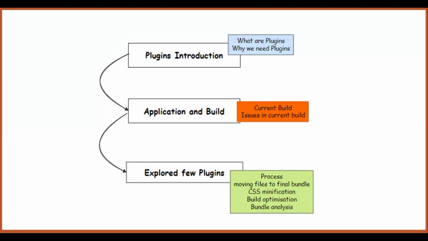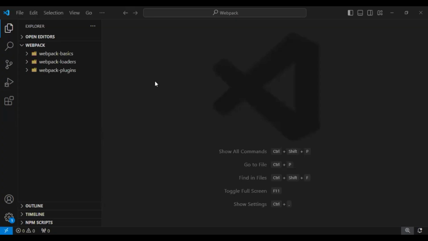For that, first we will explain the application we are working on in short. We will understand our current build and then we will work on the actual implementation. So let's move to VS Code and understand our application in short. In VS Code, I created one new folder, that is Webpack plugins, and just copied the code from our previous application, that is Webpack loaders, and we continue our development here now.